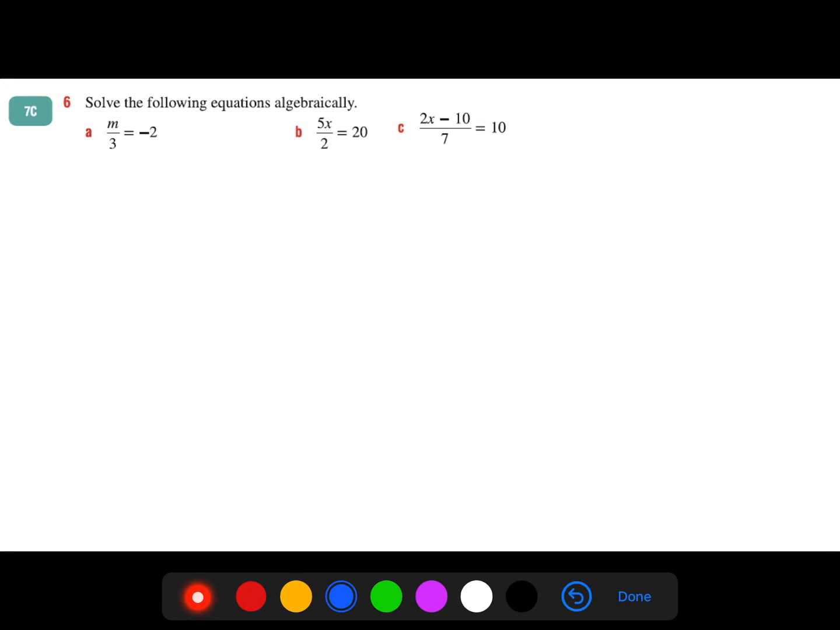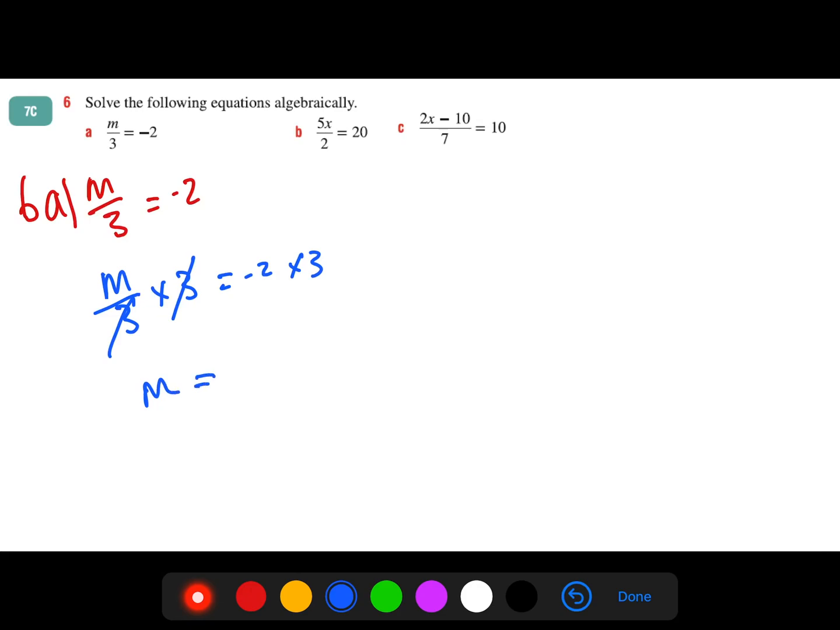For 7c, it's pretty much the same thing. I'm still going to solve it algebraically. So we'll go m divided by 3 is equal to negative 2. Actually, I'm going to do 6a first. My question for 6a is m over 3 is equal to negative 2. So I would go m over 3 times 3 equals negative 2 times 3. Then this will cancel out, and I'll be left with m is equal to negative 2 times 3. That will be negative 6. So my answer for question 6a is m is equal to negative 6.